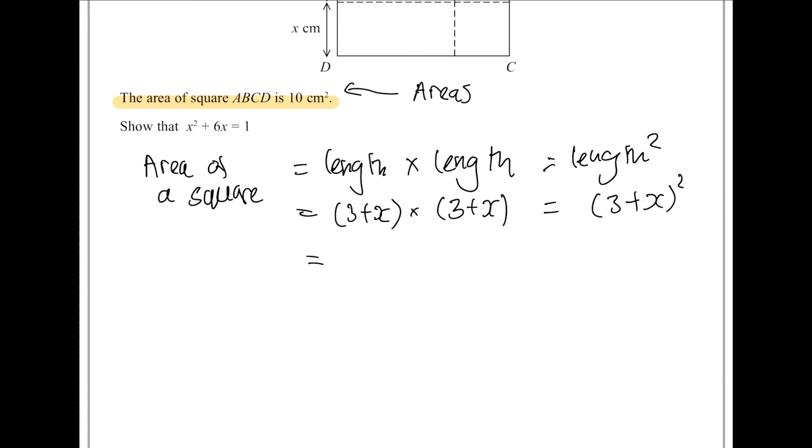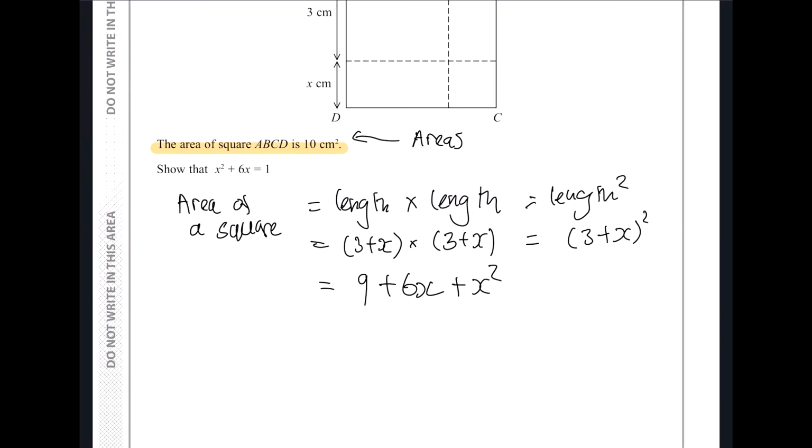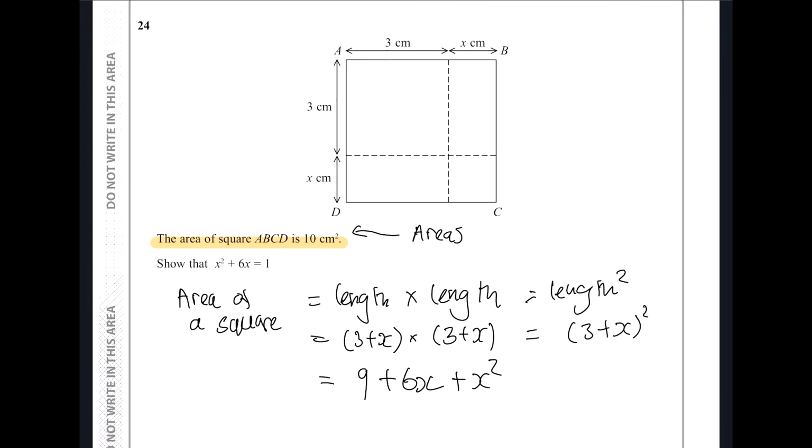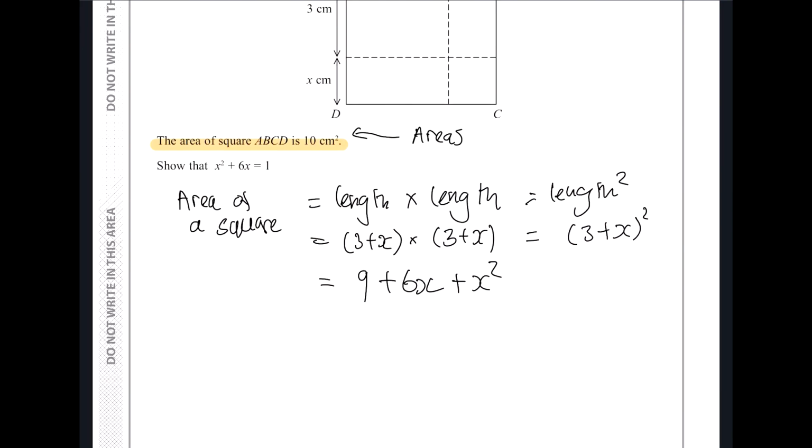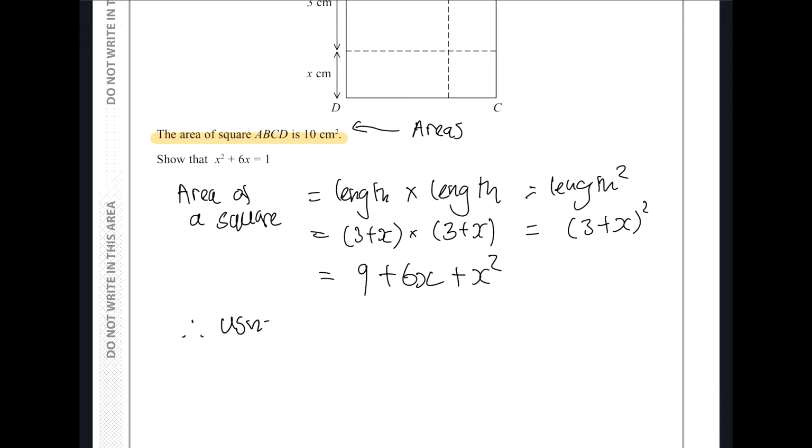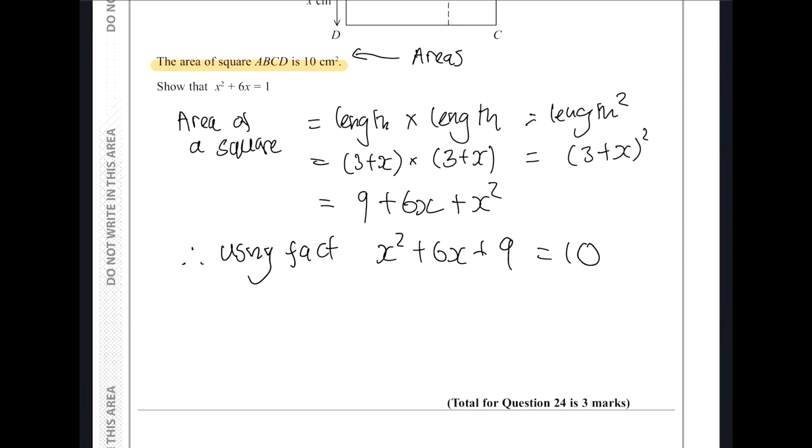And so what we can do is multiply this out. If you do that, 3 times 3 is 9, 3x plus another 3x gives you 6x, and then x times x is x squared. Right, so that's the area of the square. And we know that the area of the square is 10, from the information. Therefore, x squared plus 6x plus 9 equals 10. Moving the 9 over to the other side, we get x squared plus 6x equals 1, which is what we're asked to show. That's it.